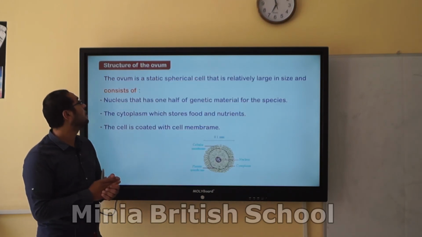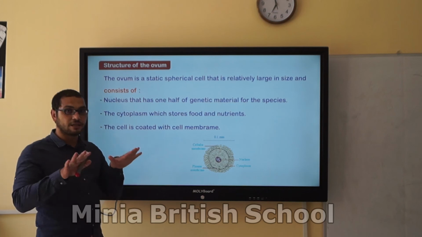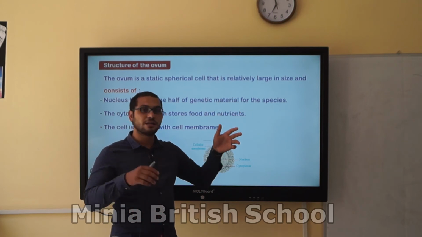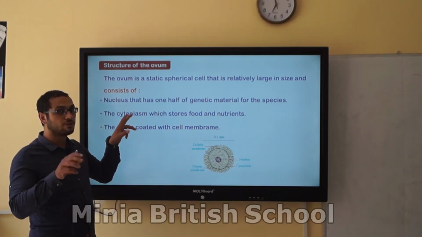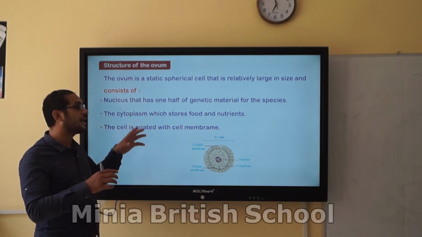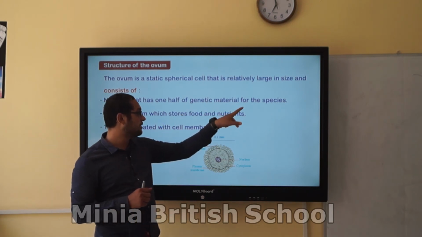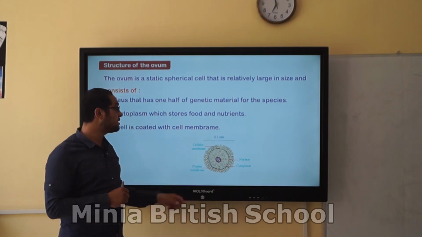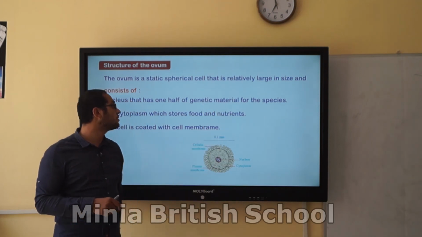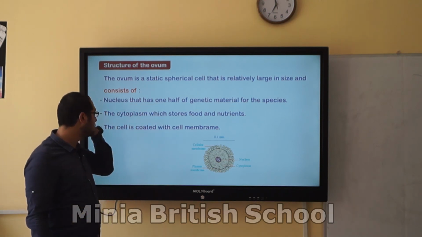Okay, let's move on to the structure of the ovum. The ovum is a static spherical cell, relatively large in size, and consists of three main parts. The first one, the nucleus, has one half of the genetic material for the species. Genetic material has another name, chromosomes. That means the nucleus has one half of the chromosomes.